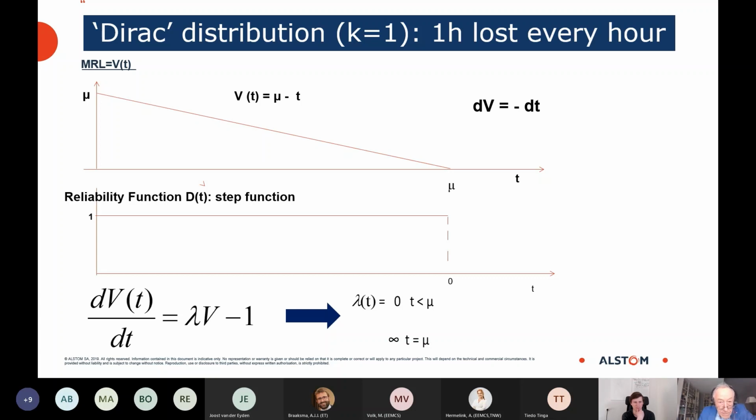And from this equation, you find that the failure rate is equal to 0 until the, I think this should be mu. There's a mistake. It's not 0, it's mu. It should be 0 until mu, and then it jumps to infinity. So it's an impulse function, hence Dirac.